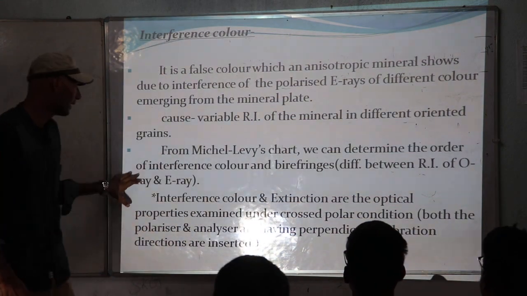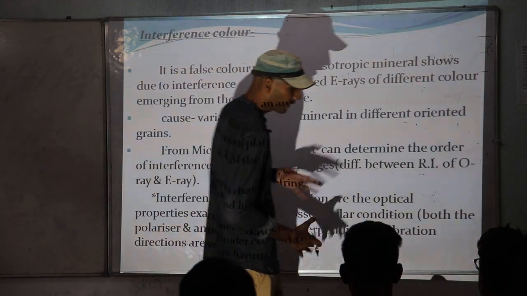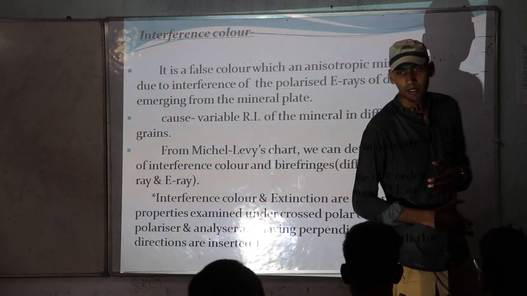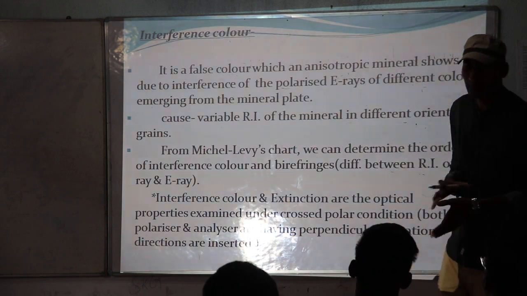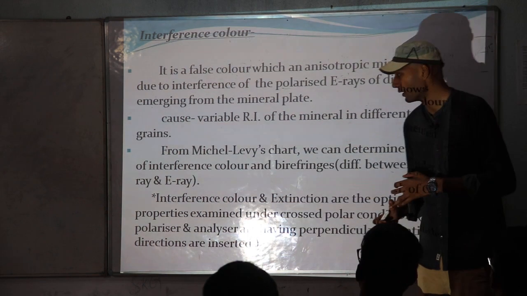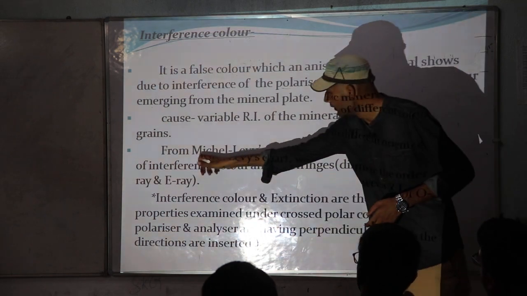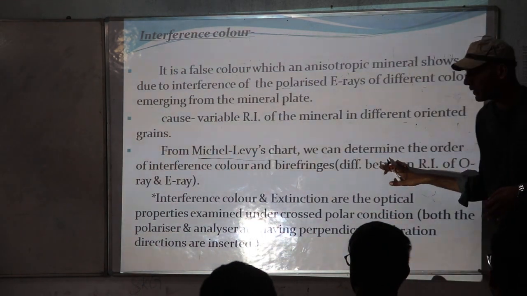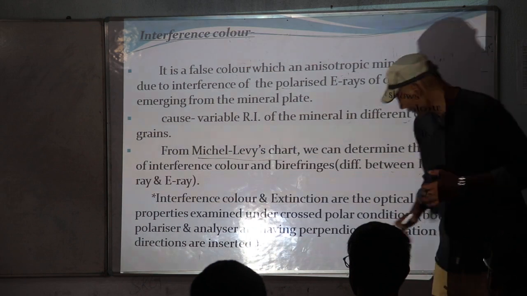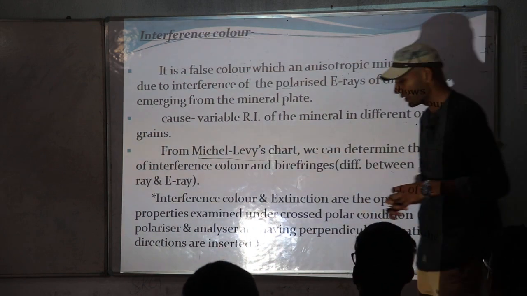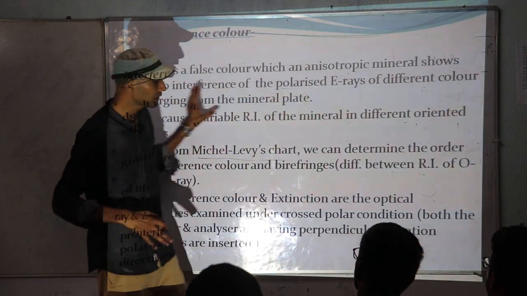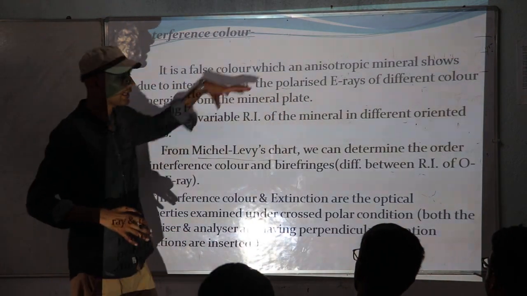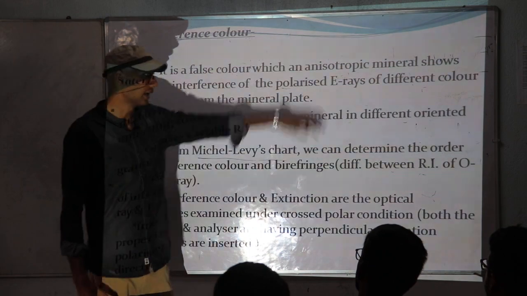Then, how do we define whether it is first order or second order interference color, how to define the intensity of color, how to determine the order of color from the intensity of color? That is determined by the Michel-Lévy chart. Then interference and extinction, what are the differences? I have already told: interference is between extraordinary rays, and extinction is when the light cannot pass through the analyzer.